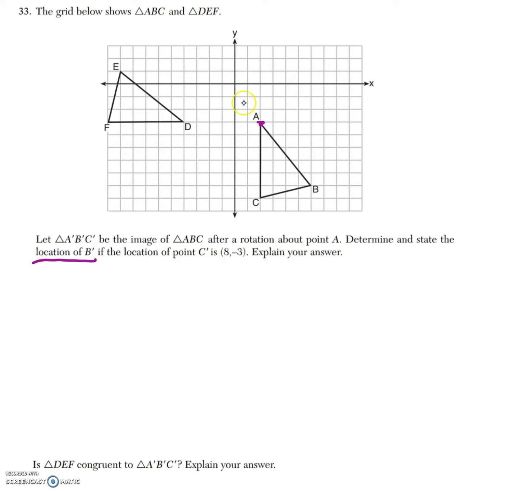So I'm going to first start by plotting C prime, which is over 8: 1, 2, 3, 4, 5, 6, 7, 8, and down 3: 1, 2, 3.